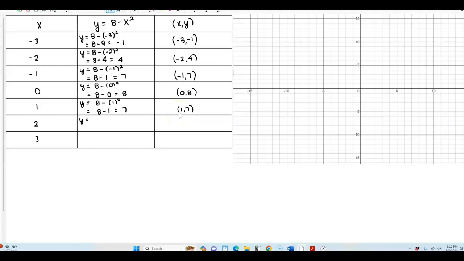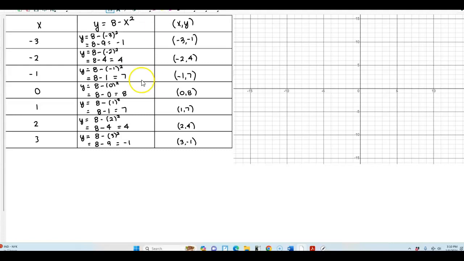Next we're going to put in the value of 2. So this is going to be 8 minus positive 2 squared. So again, this is going to be 8 minus, well, 2 times 2 is going to give us 4. 8 minus 4 is going to give us positive 4, so we get 2 and then 4. And then the last one, we're going to plug in the value of 3. So this is going to be 8 minus 3 squared. 8 minus, well, 3 times 3 is 9, and 8 minus 9 is going to give us negative 1. So we have 3 comma negative 1.